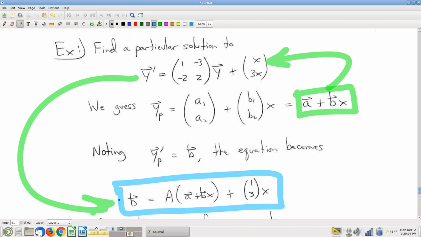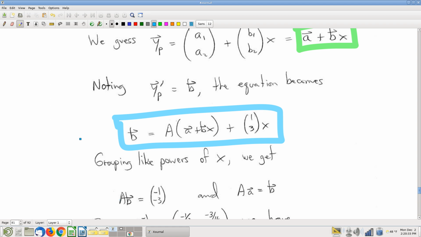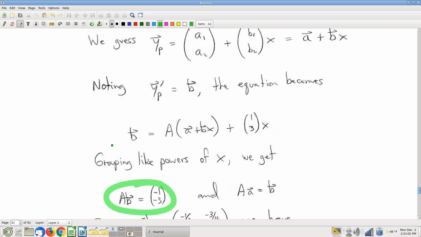That's the equation I need to solve. I need this to be true for all values of x. If it's true for all values of x, then I need like powers of x to work out simultaneously. So specifically, let's look at the no x's terms. Now let's look at the terms that do have x's. Right, you separate that blue equation into these two equations. Now I just need to find a solution to these two equations.